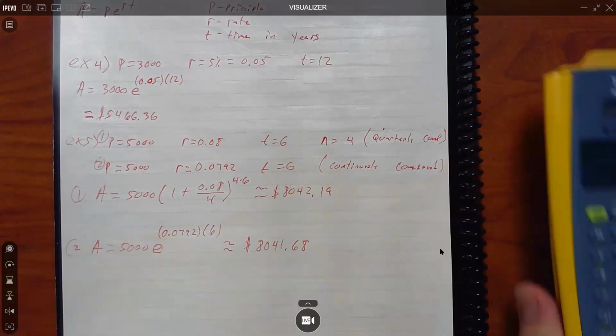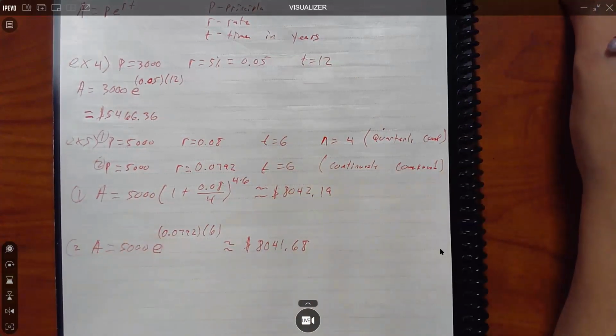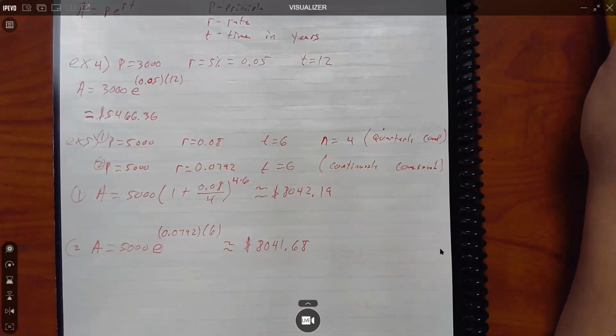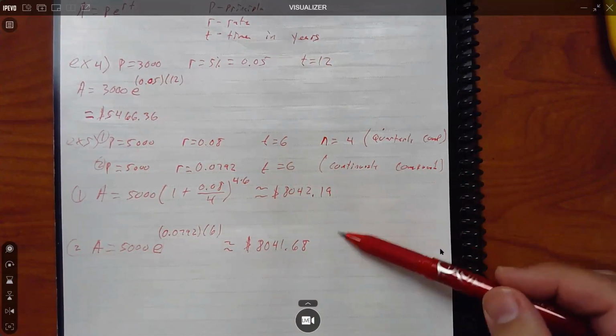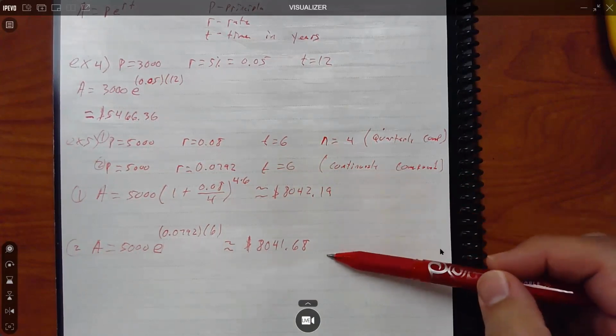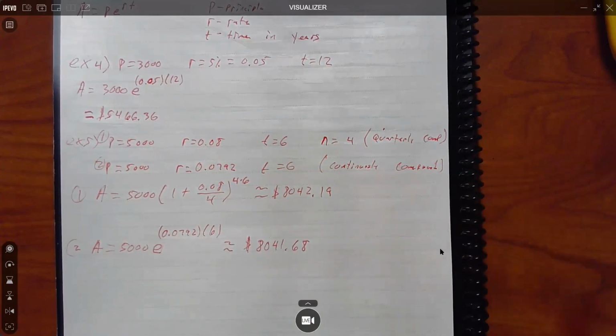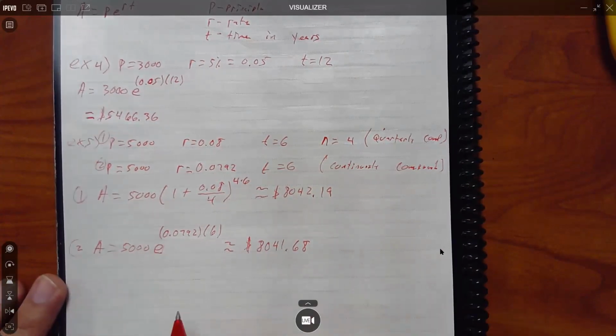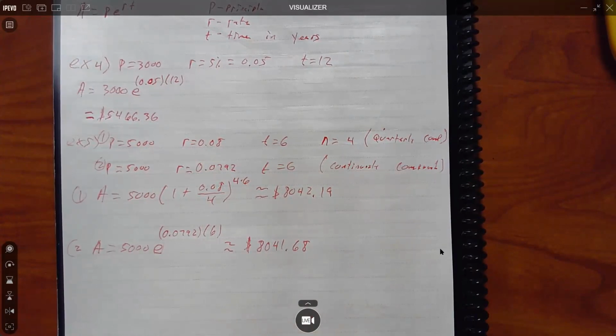If it would have been longer than 6 years, the continuous would probably win out. You see how it's pretty close in 6 years, right? But let's say this was 20 years, I probably would have picked this. Because compounding continuously over 20 years is a lot more money than just quarters. Credit cards are usually continuous. All right. Do you have any questions on this?